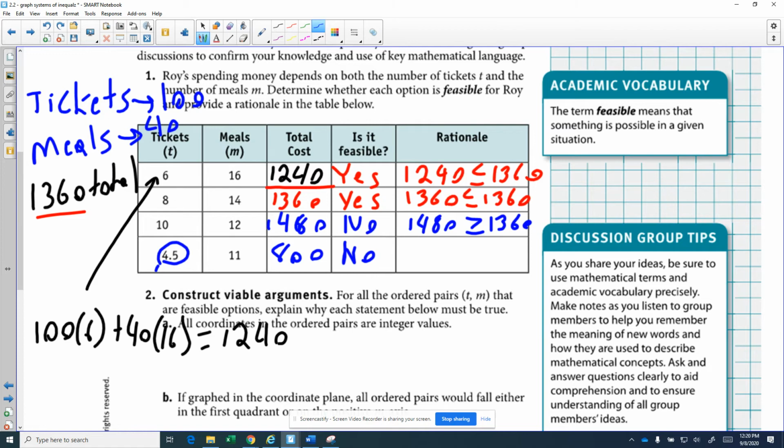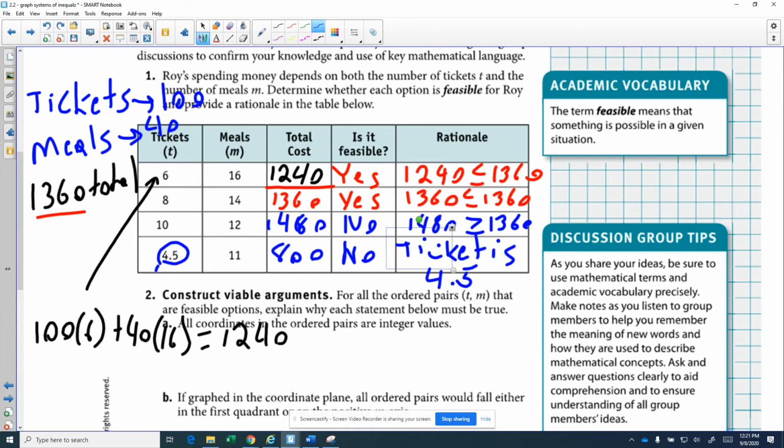Real world situations really can't have decimal answers for a lot of them. Okay, you can't have like half a person. Okay, things like that do not work in math. So when I talk about is this feasible, money wise, yes, but in reality, it doesn't work. So it's because the ticket is 4.5, the reason why it's no, not feasible. Okay?